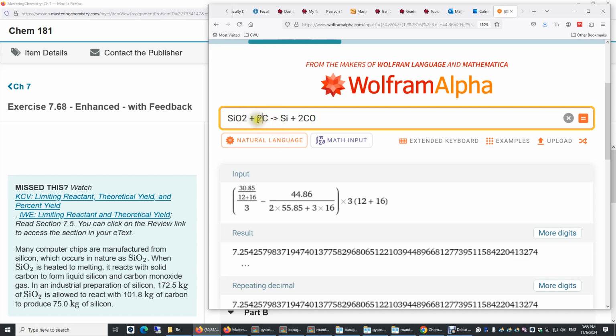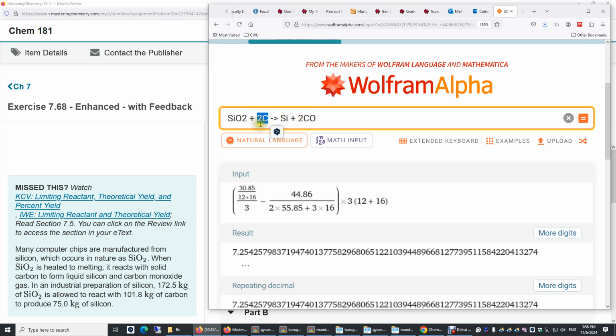I usually use a trick. I view this as a C2 molecule, because if you have SiO2 reacting with C2, you still get the same products. The reason I view this as C2 is because we can have a 1-to-1 ratio between silicon dioxide and C2. So that's the only reason. It's just a little convenient for me to do the calculations.